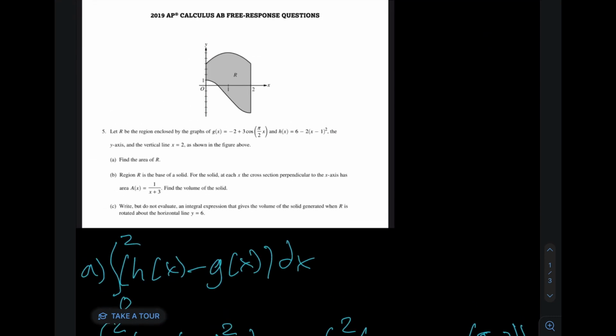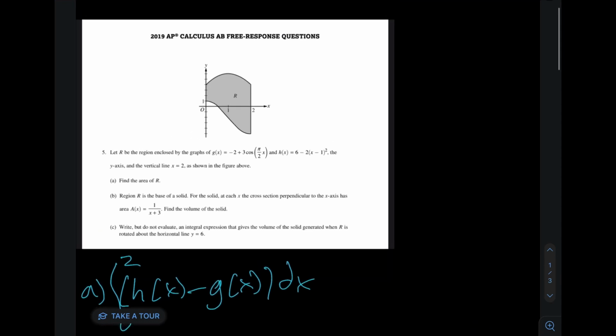Lastly, C asks: write but do not evaluate an integral expression that gives the volume of the solid generated when R is rotated about the horizontal line y equals 6. Alright, so now it's kind of nice to maybe draw a little depiction of what that would look like. So I'm just actually going to do that on the right over here.